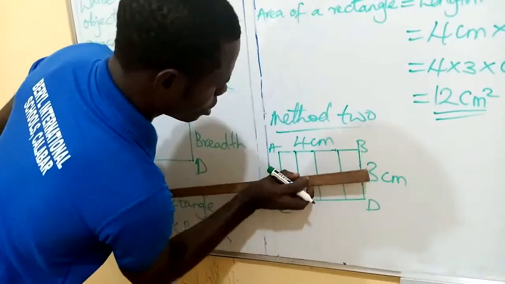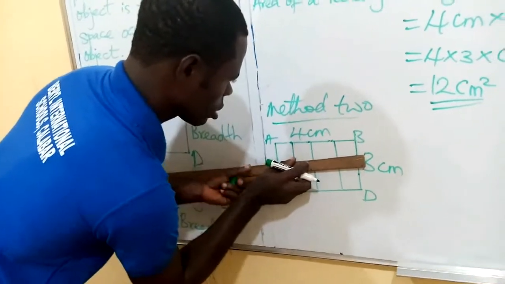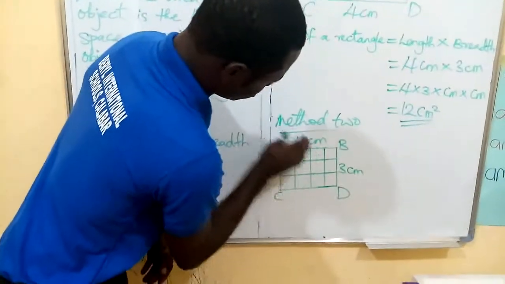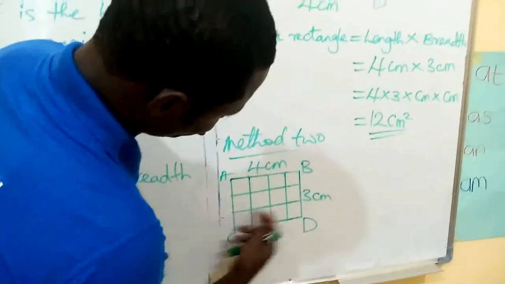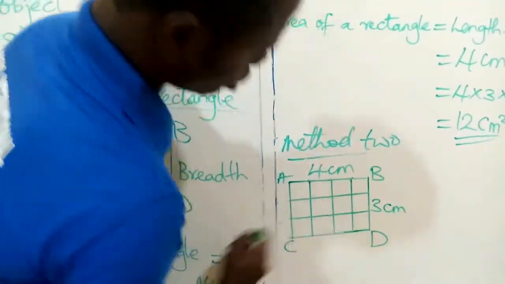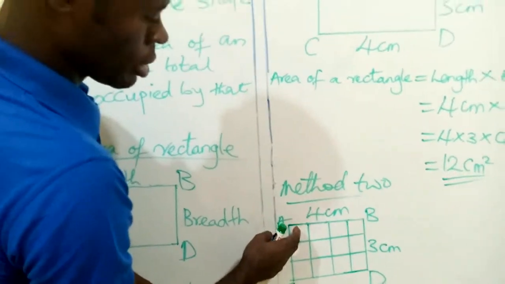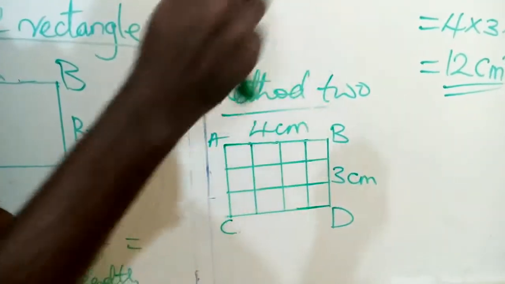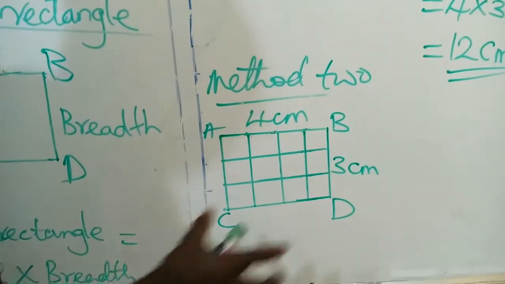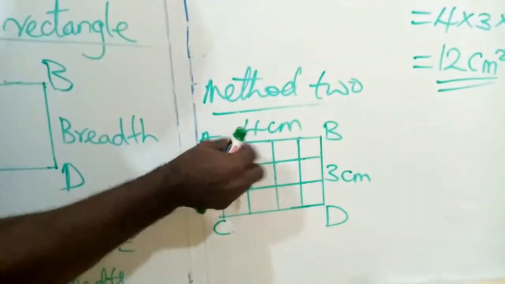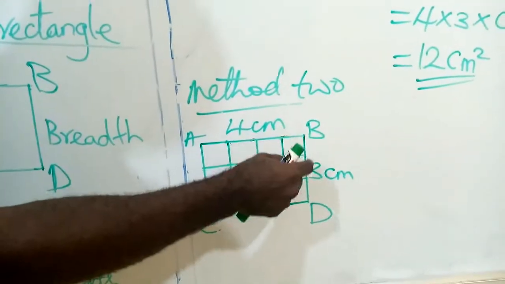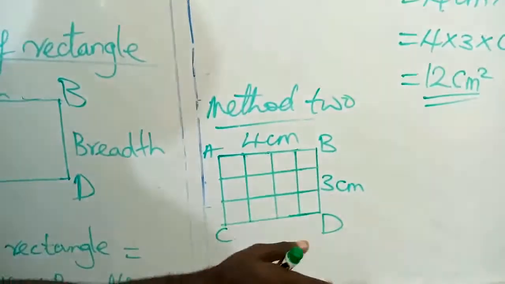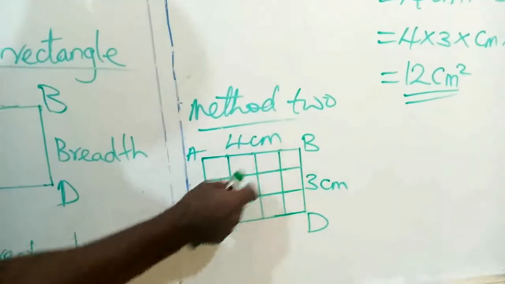Alright, we've divided our breadth into 3 equal parts. You can see 1, 2, 3. Also, we divided our length into 4 equal parts because we have 4 centimeters there. 1, 2, 3, 4. And now, if you observe very well, you discover that we have tiny squares in the rectangle ABCD. We have tiny squares. I hope you can see this.